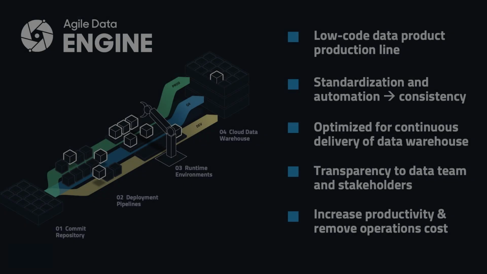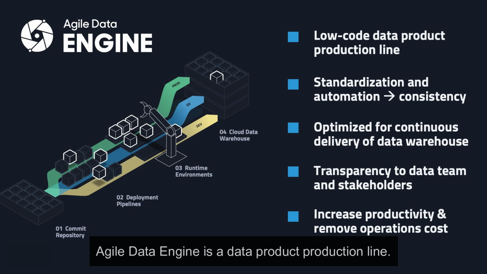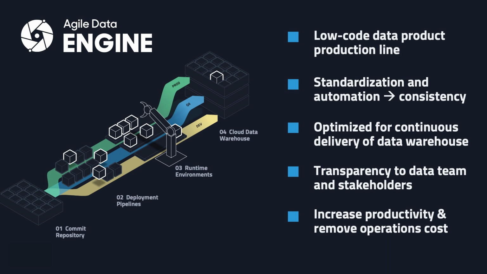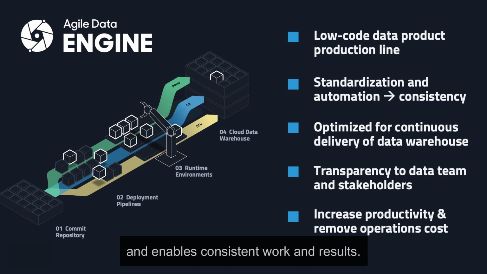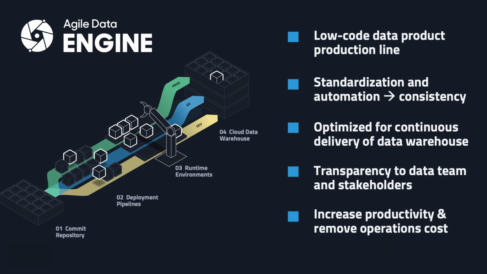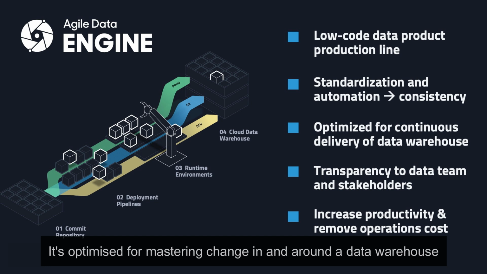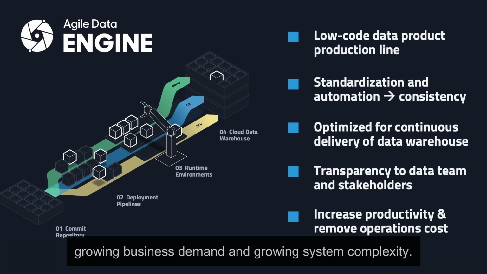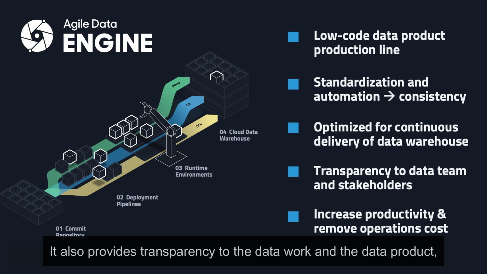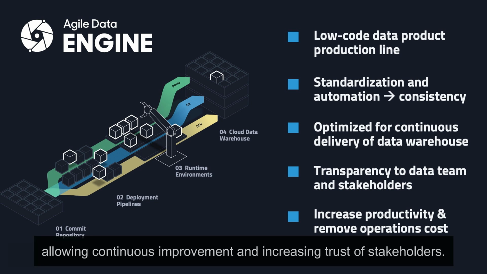Agile Data Engine is a data product production line. It standardizes and automates data engineering work and enables consistent work and results. It's optimized for mastering change in and around a data warehouse or lakehouse, regardless of growing data volumes, growing business demand, and growing system complexity. It also provides transparency to the data work and the data product, allowing continuous improvement and increasing trust of stakeholders.